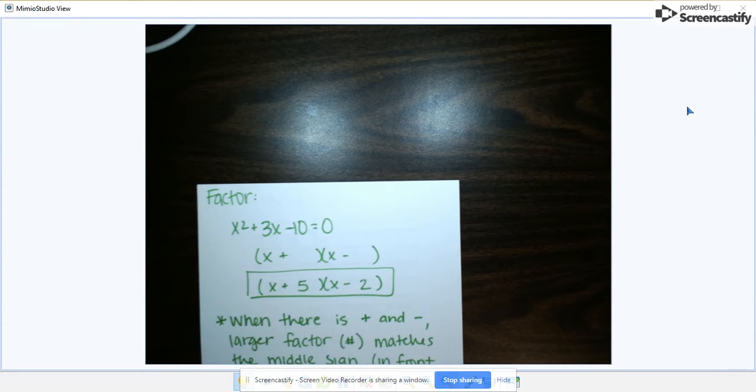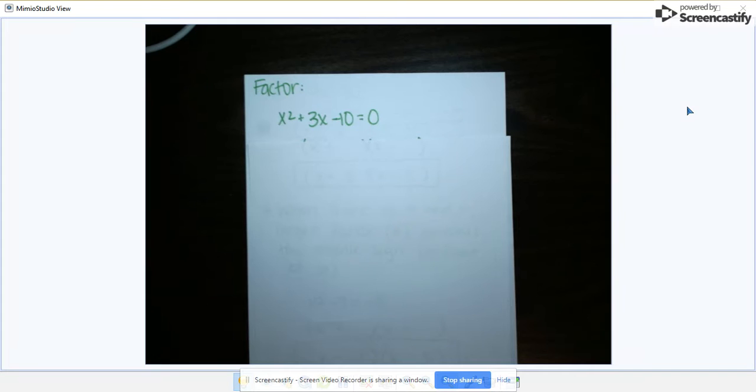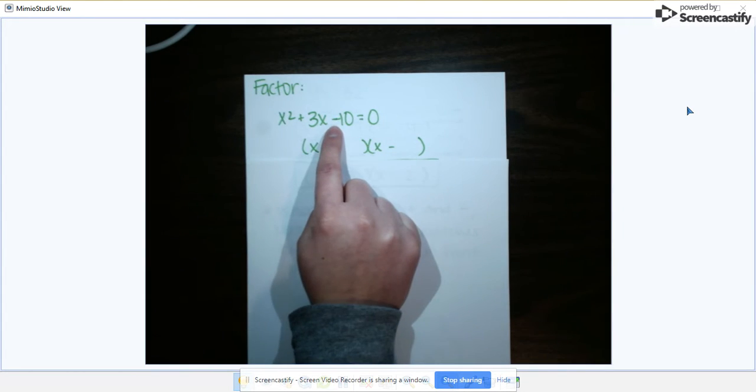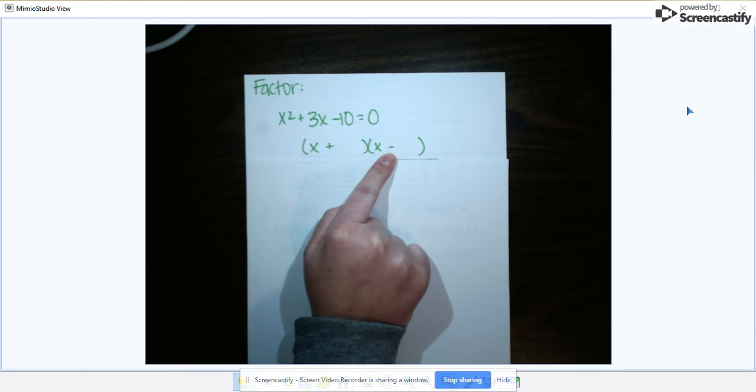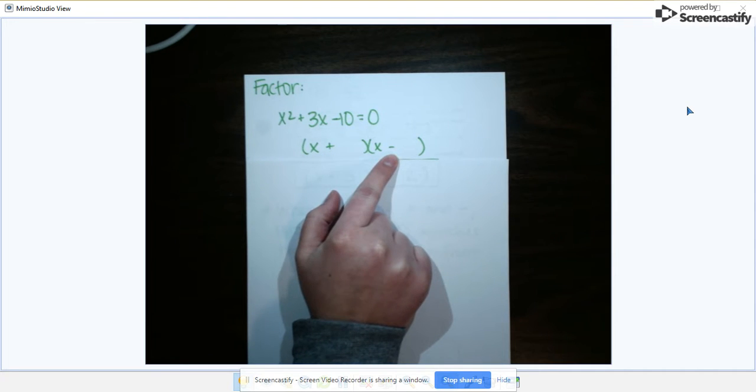Let's look at another example. x squared plus 3x minus 10. We need to factor. Again, first step, parentheses with x's. Look at this back sign. If it's a minus, you get one plus sign, one minus sign. Doesn't matter the order, you could have put minus and plus there.